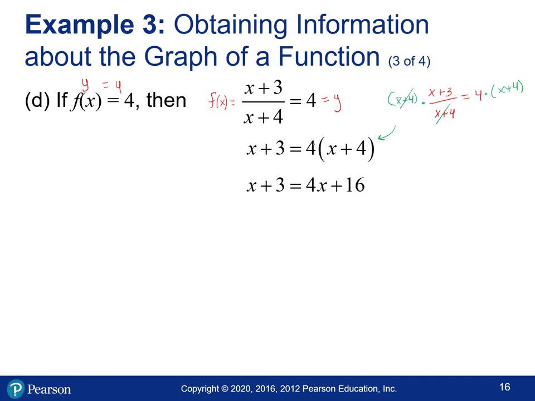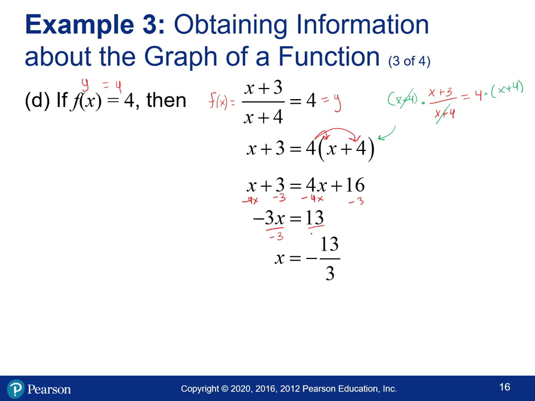and then just distribute. So this is 4x plus 16, and then you want to get your x's on the same side of the equal sign so you can solve. So it doesn't matter if you pick the left or the right. I'm going to go ahead and go left. So I'm going to subtract 4x from both sides. And because I'm moving my x's left, I might as well move my numbers to the right. So I'm going to subtract 3 from both sides. That's where we get negative 3x equals 13.